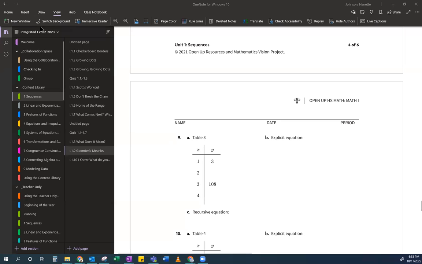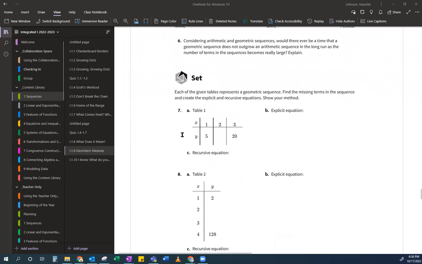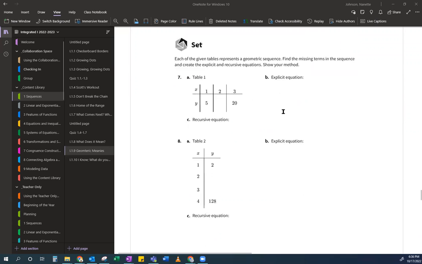Okay, so we're in 1.9 and we are doing RSG number 9. The directions are each of the given tables represents a geometric sequence. Find the missing terms in the sequence and then create an explicit and recursive equation and then show your method.